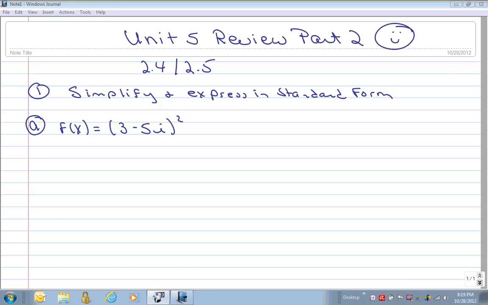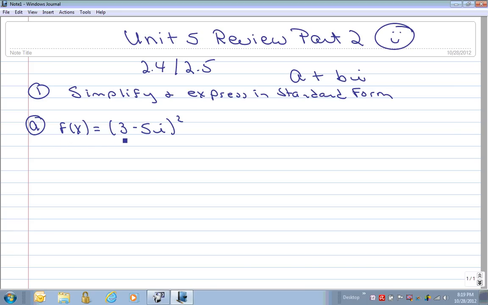We're going to start with simplifying and expressing in standard form these complex imaginary numbers. If you remember, our standard form is a plus bi. That's really important. A is the real part, b is the coefficient to the imaginary part. So let's get started.